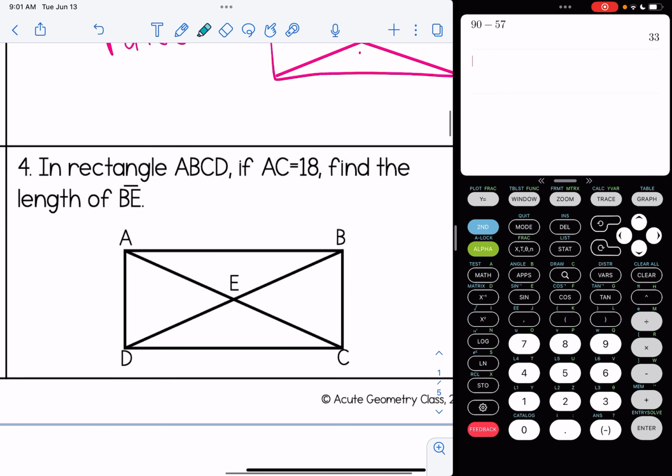All right, number four. In rectangle ABCD, if AC is 18, find the length of BE. Well, diagonals of a parallelogram bisect each other. Since a rectangle is a type of parallelogram, that is also going to hold true. So if AC is 18, I know that it's split 9 and 9. When I look at diagonal BD, it must also be 18 because the diagonals are congruent. And since they bisect each other, it's also going to split 9 and 9. So BE is equal to 9 here.